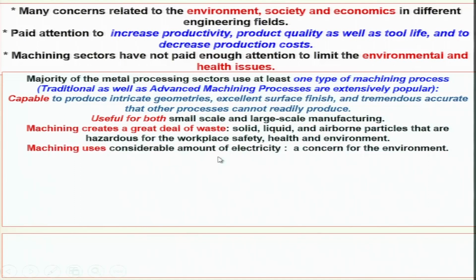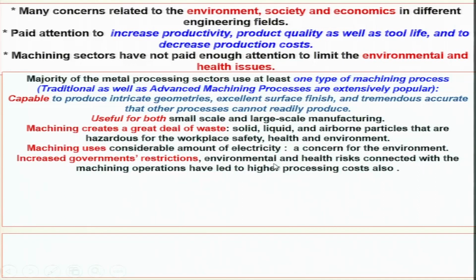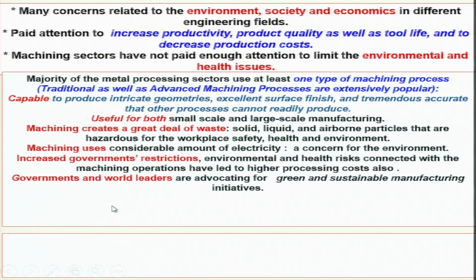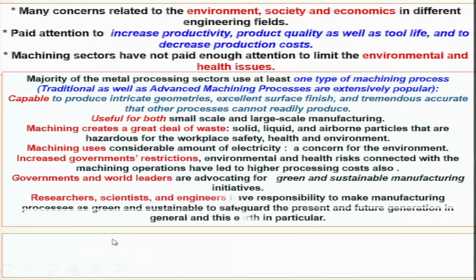Machining uses a considerable amount of electricity, a concern for the environment. Increased government restrictions, and environmental and health risks connected with machining operations, have led to higher processing cost. Governments and world leaders are advocating for green and sustainable manufacturing initiatives. All the governments throughout the world are concerned about green manufacturing. We will see it in the following slides.